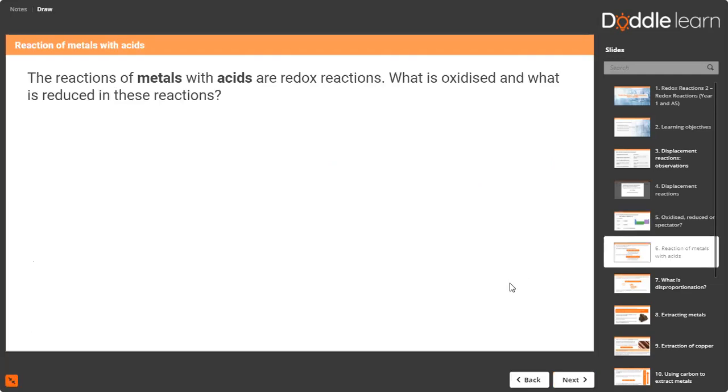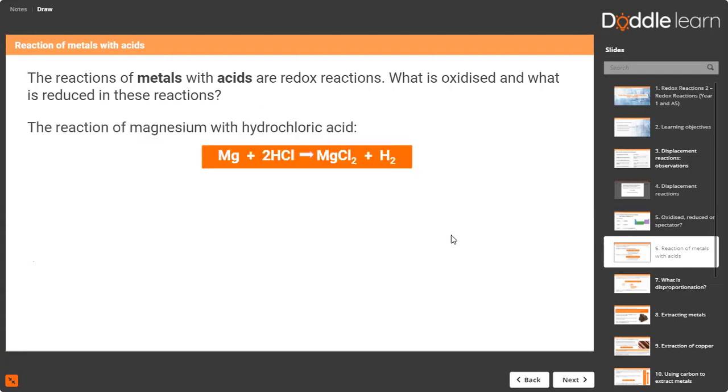So just to finish, have a quick look at reactions of metals with acids. The reactions of metals with acids are redox reactions. What is oxidized and what is reduced in these reactions? So the reaction of magnesium with hydrochloric acid. Well, in this reaction, our magnesium is being oxidized and our hydrochloric acid is being reduced.